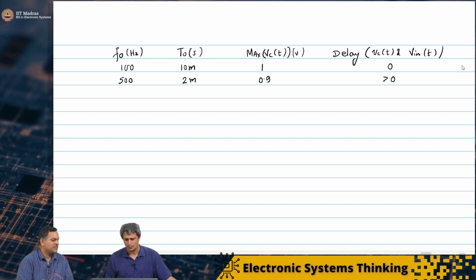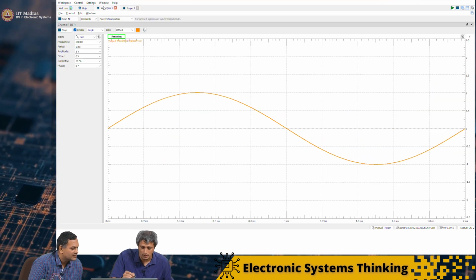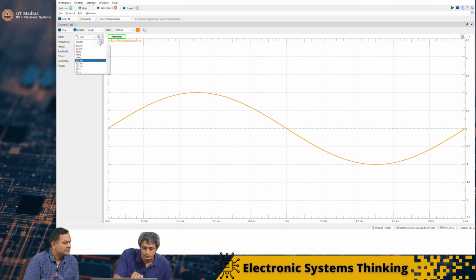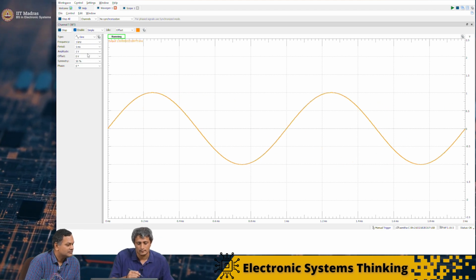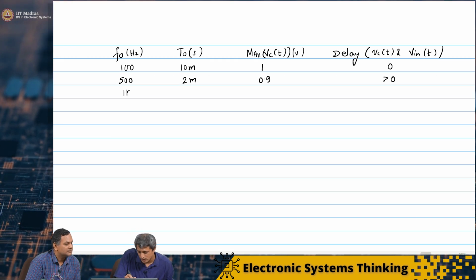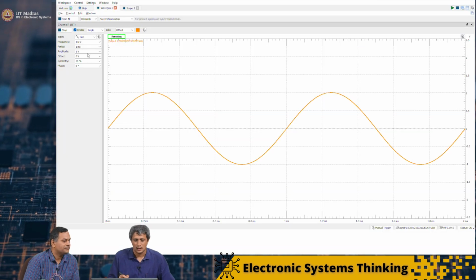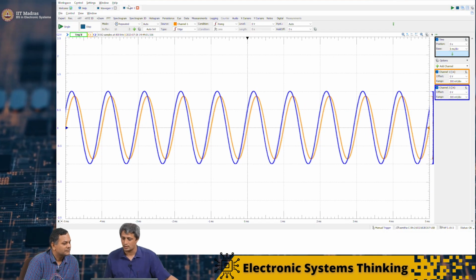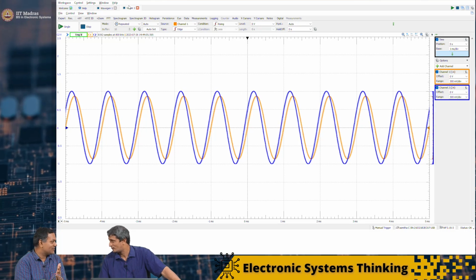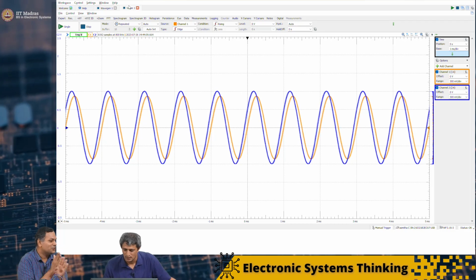And now maybe we will look at 1 kilohertz, which corresponds to 1 millisecond. So this is 1 kilohertz, 1 millisecond. I can see the capacitor voltage is pulling away in terms of amplitude and in terms of delay. You can see the two curves separating.